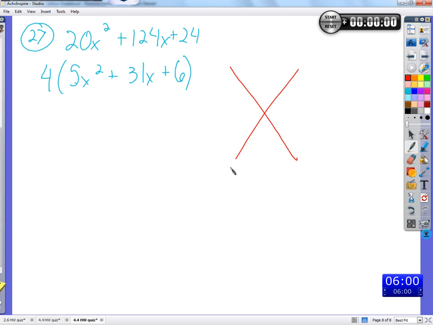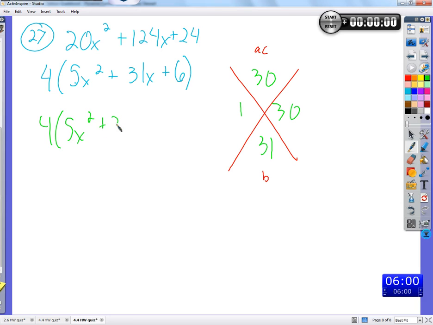And remember that AC method again, AC. Before you do anything, you can always write that. You can get it on a rubber stamp and stamp every homework problem with AC here, X, B there, it's all the same. It's those specific numbers that are different. Okay. What does A times C give us here? 30. 5 times 6. 31 is B. What can you multiply to get 30 and add to get 31? 1 and 30.